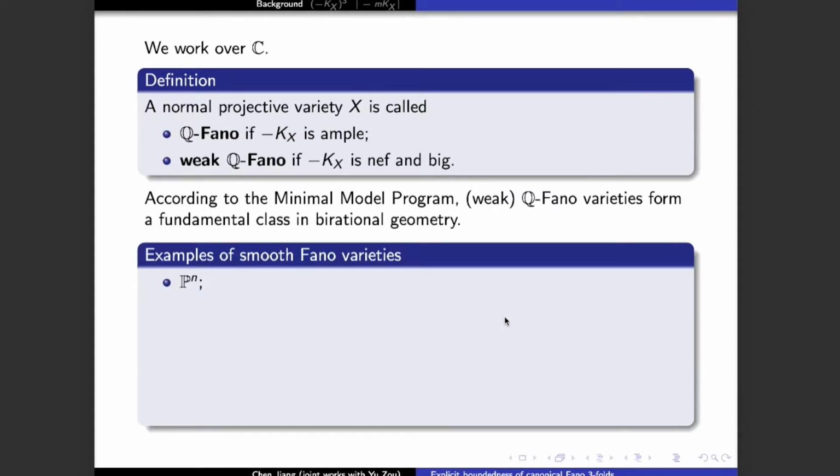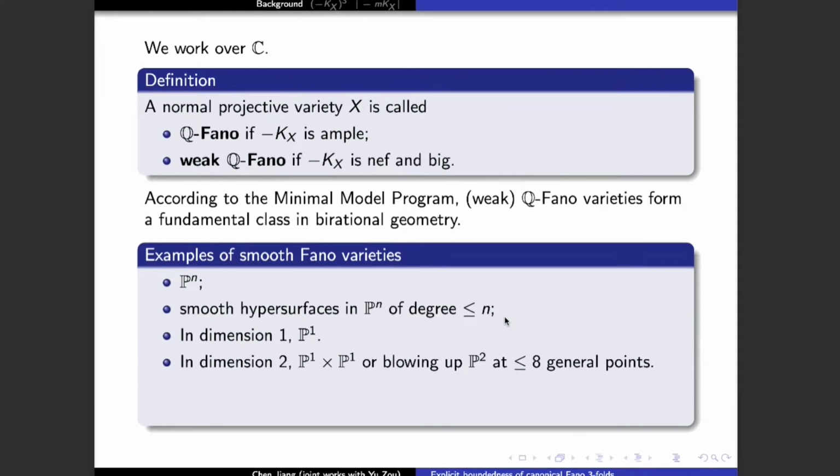So maybe I will give some very easy examples. The easiest example is the projective space Pn, and also some hypersurfaces of low degree in Pn are also Fano. And in dimension 1, there is only one, which is just the projective line. And in dimension 2, there is a classification: P1 cross P1, or you blow up P2 at most 8 general points. This is the full classification.